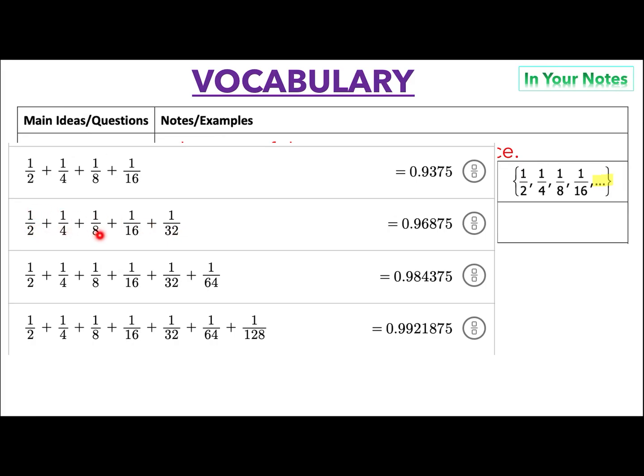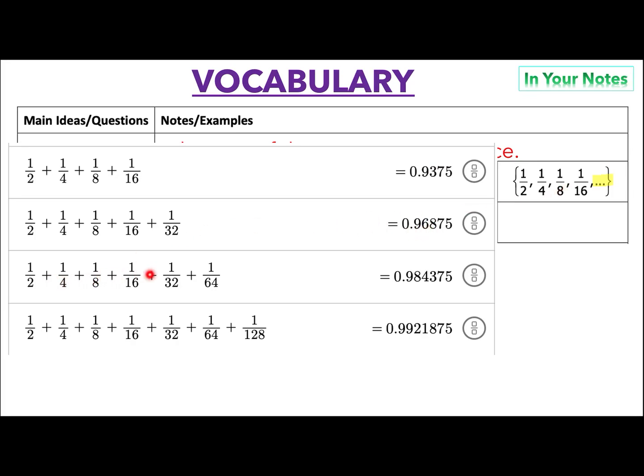And what I noticed was that my denominators were doubling. So like if I doubled 2, I got 4. 4 times 2 is 8. 8 times 2 is 16. And 16 times 2 is 32. When I added these, I got 0.96. A little bit larger, but not much larger.